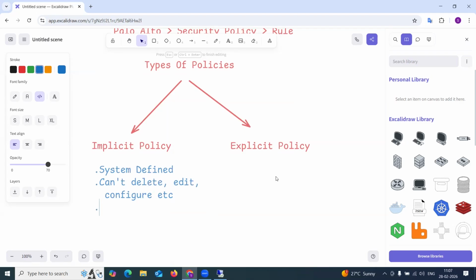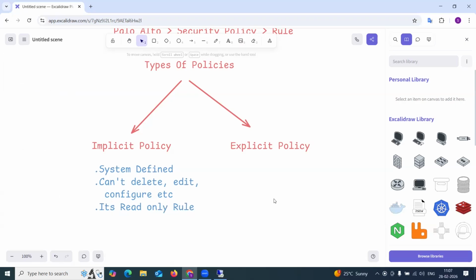System defined, can't delete, can't edit, can't configure. It's a read only rule. Read only rule means you can see it but you can't modify it. That is called read only. Guys, am I clear? Is it clear what an implicit rule is?